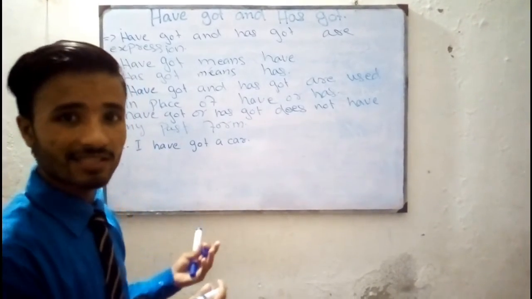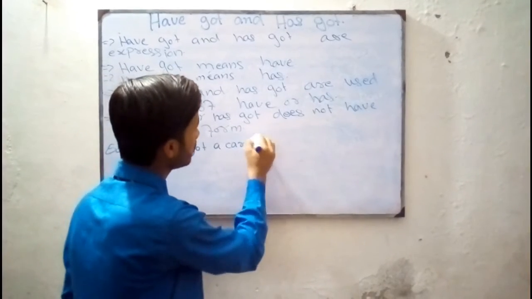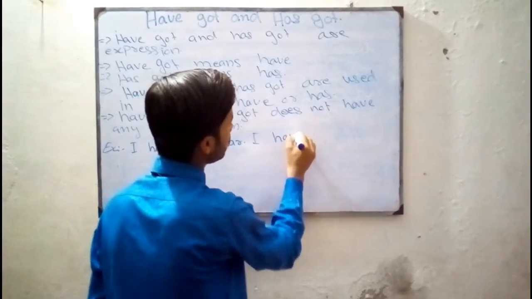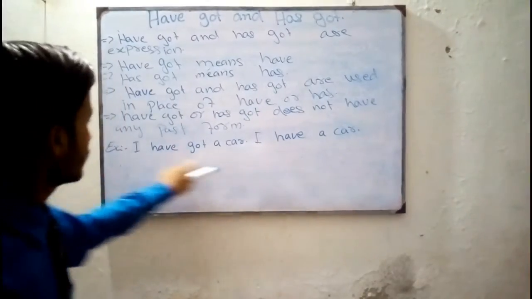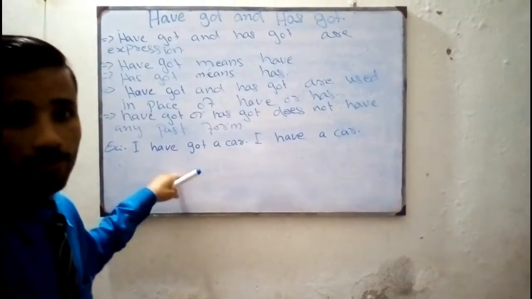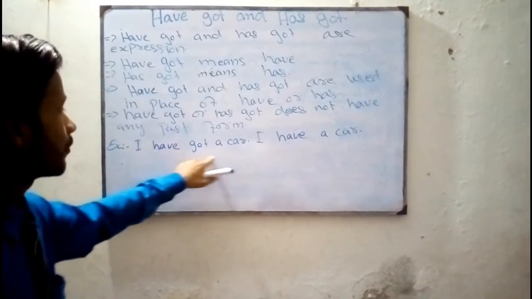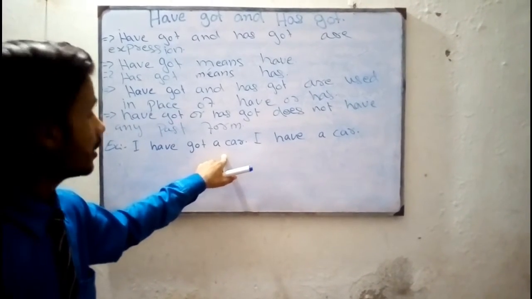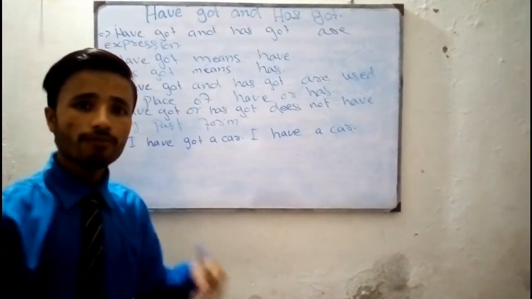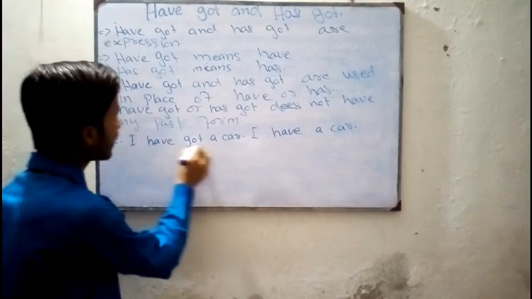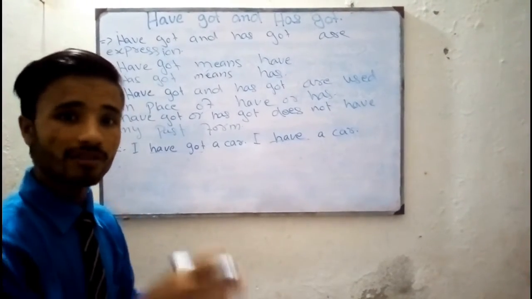Now what does this sentence mean? This sentence means that I have a car. I told you that we can use both have got and have, right? Here I used I have got a car, and here I use I have a car. We can use both, whether we want to use have got or have. Both have the same meaning.